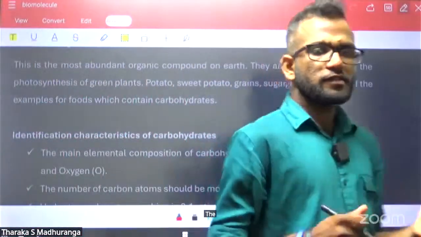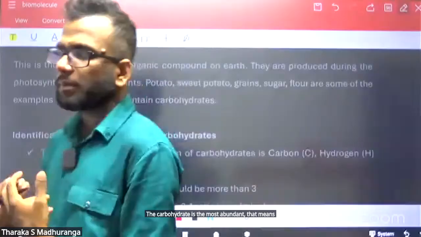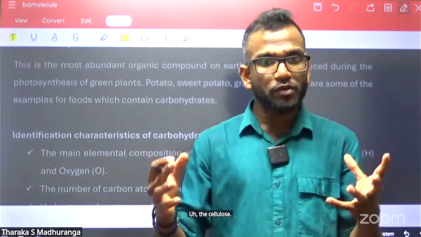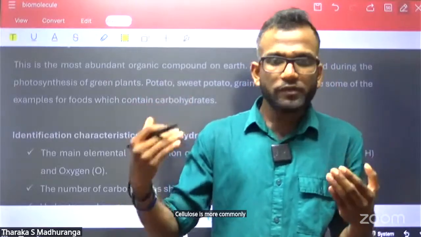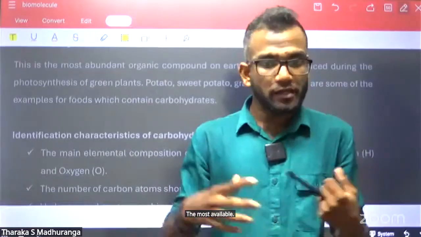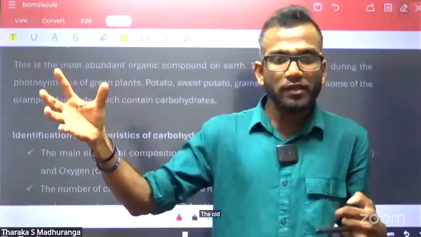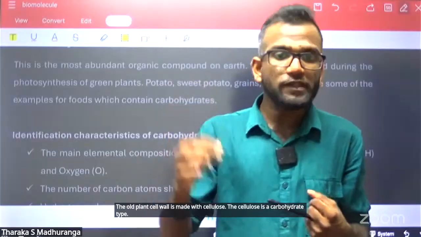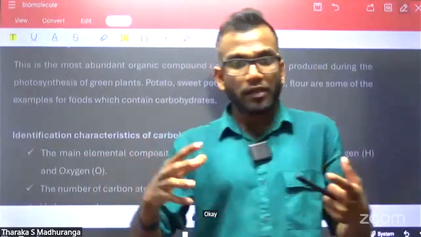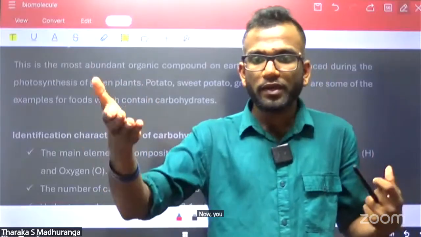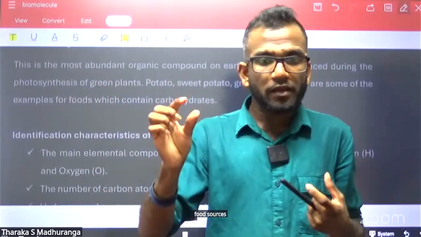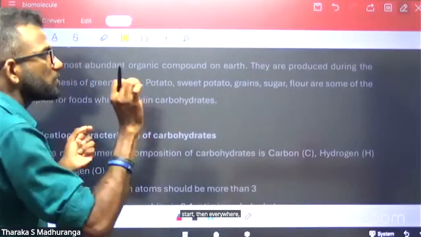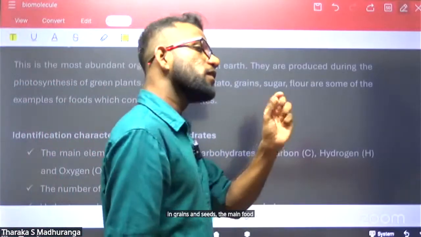The carbohydrate is the most abundant, that means most available organic compound on the earth. Cellulose is commonly the most available carbohydrate type on the earth, because all plant cell walls are made with cellulose. Cellulose is a polysaccharide. Other than that, the main carbohydrate type in food sources is starch, everywhere in grains and seeds.